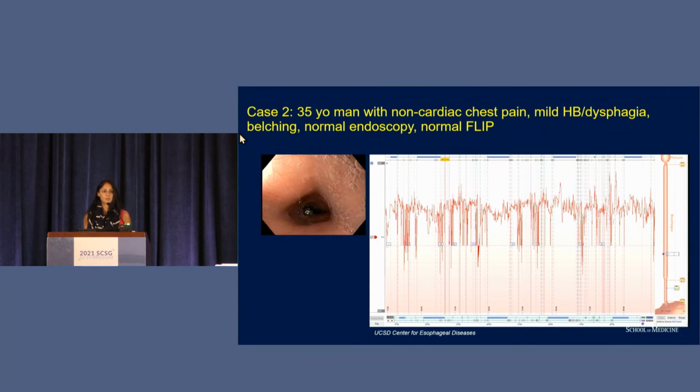We also had decided beforehand that if everything looked normal, then we would do a wireless pH study. And our protocol is to do 96 hours off PPI. So he had a prolonged wireless study. His total acid exposure was about 2.2%, well below 4%. It was normal every single day of the study. And he did have an association with reflux with belching.